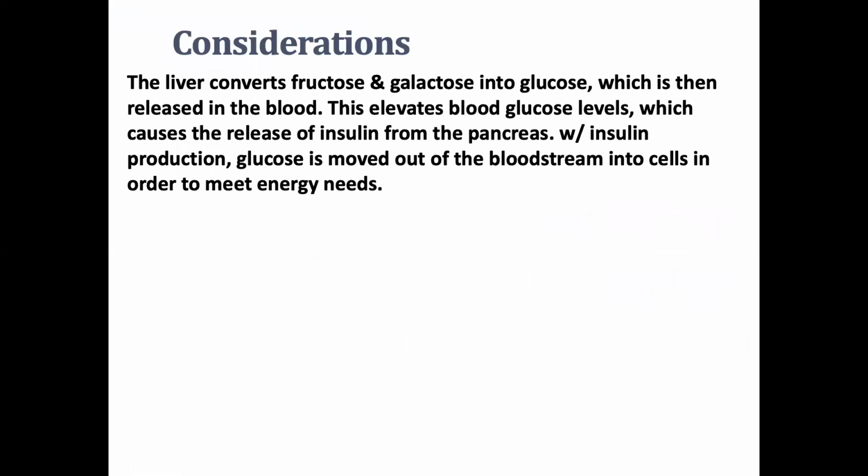The liver has as one of its jobs the conversion of fructose and galactose into glucose, which is then released into the blood. This elevates our blood sugar levels and causes insulin to be generated by the pancreas. And the insulin serves as a signal to the tissues in our body to take the sugar out of the blood and to use it for fuel, okay? It also serves as a signal to the liver to make more glycogen and more fat, okay?